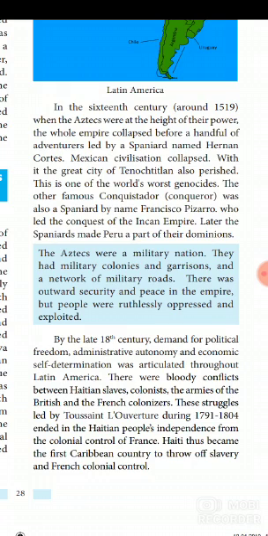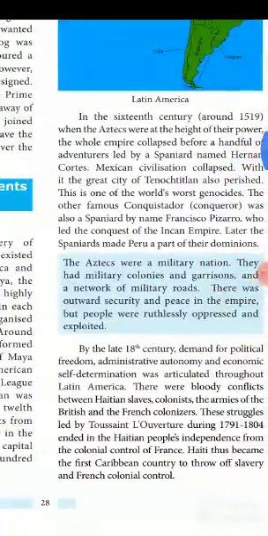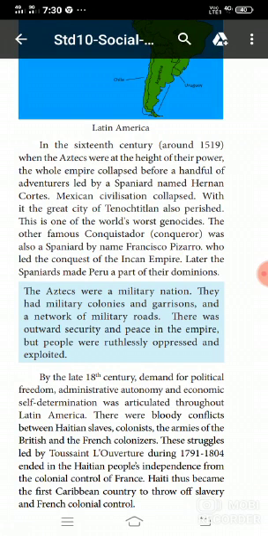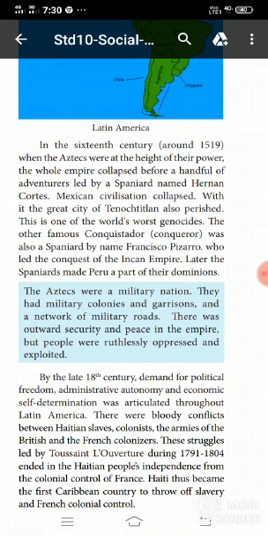Okay, Mexican civilization collapsed. Aztecs captured the Maya country in the 14th century, and at this time the Mexican civilization also collapsed. Within it, the great city of Tenochtitlan also perished. Perished means destroyed and died. Most of the people also died at that time. This great city was destroyed, and the whole empire also collapsed at that time.